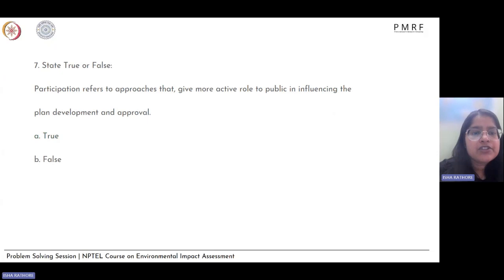State true or false, participation refers to approaches that give more active role to public in influencing the plan development and approval. Is the statement true or false? Okay, so the given statement is true. Participation is approaches that give more active role, that is, approaches through which we bring the public or public opinion into the plan development and approval stages. So their voices are also heard and their concerns and grievances are also addressed. So A, true, is the correct answer. Moving on to the next question.